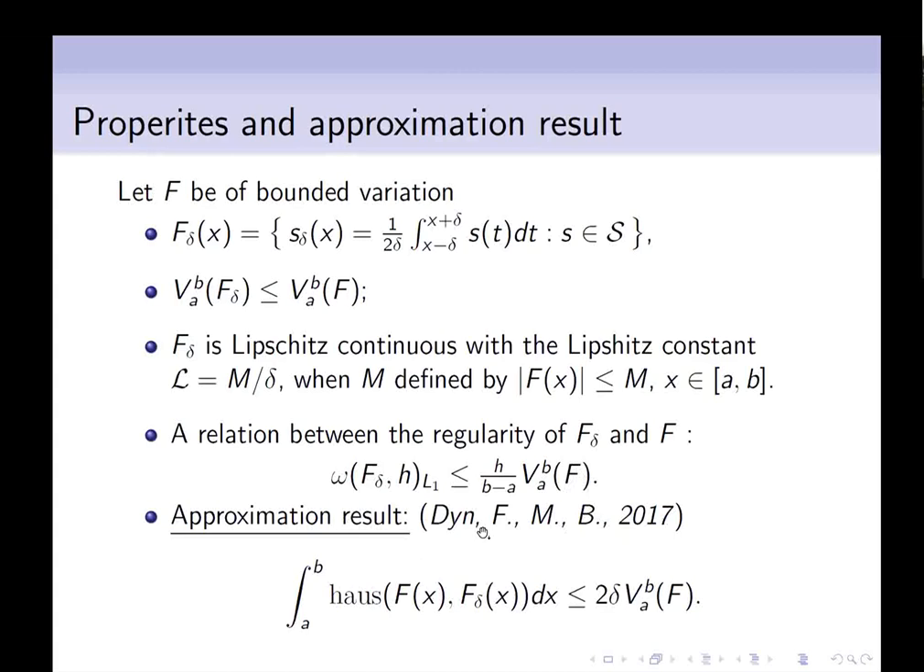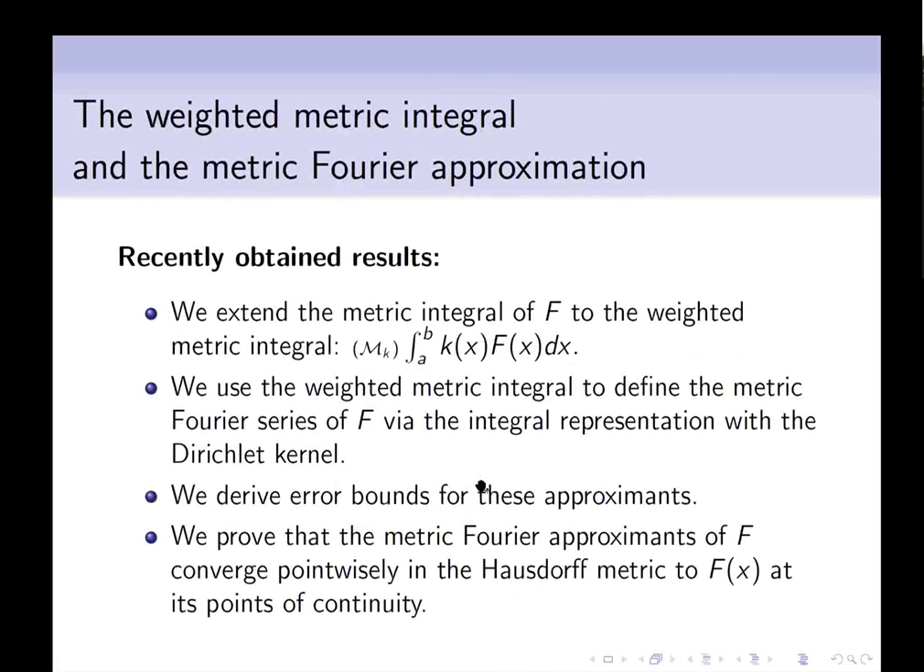Okay, that's what is done in the non-convex case. In just two words, what we obtained recently: our next step is to extend this integral to the weighted metric integral with a weight function. We use this weighted metric integral to define the metric Fourier series of a set-valued function via the integral representation with the Dirichlet kernel. So we use it to obtain an analog of Fourier series.